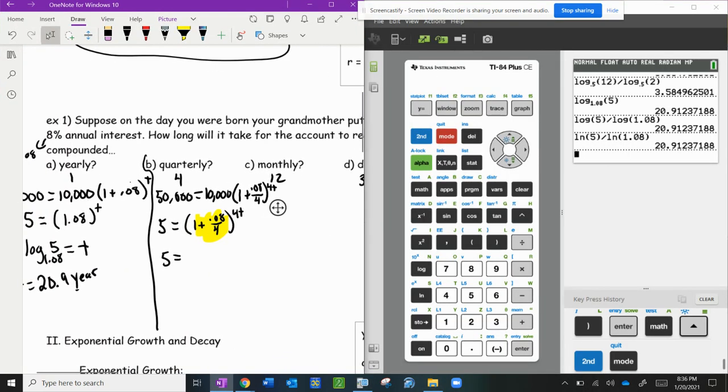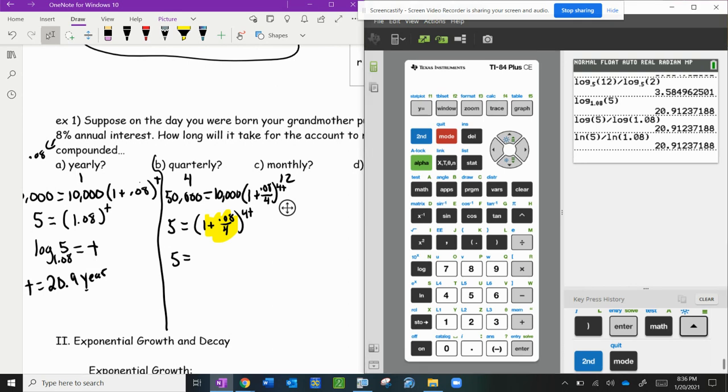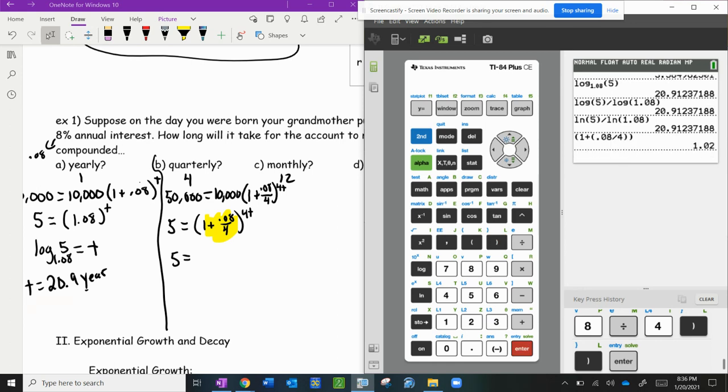Okay, and so I'm going to put in here 1 plus, I'm using parentheses around my fraction, divided by 4, and hit enter. And well, that one ended up being a pretty okay number. So I have 1.02 raised to the 4t.